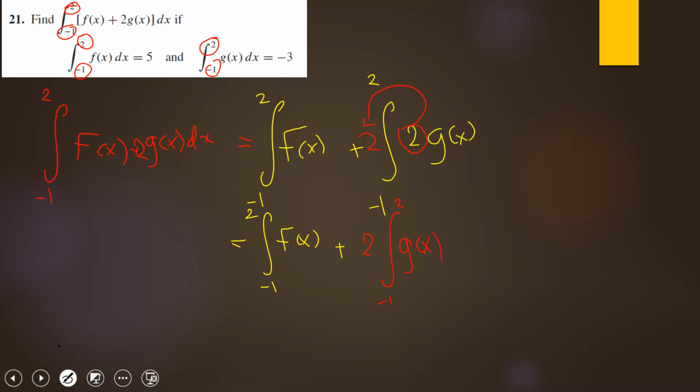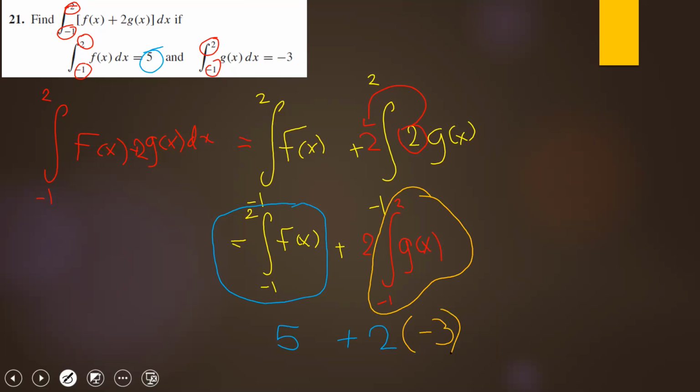Then, be careful about the interval, the integration from -1 to 2 of f of x is equal to 5, plus 2 times the integration from -1 to 2 of g of x, which is -3. I evaluate now with -3. So 5 plus -6 is -1.